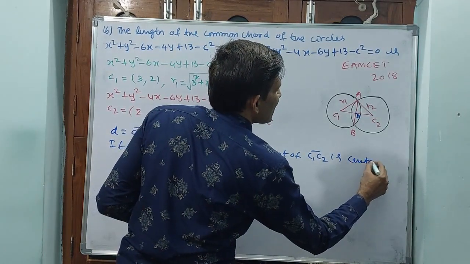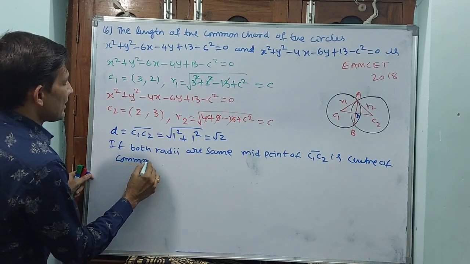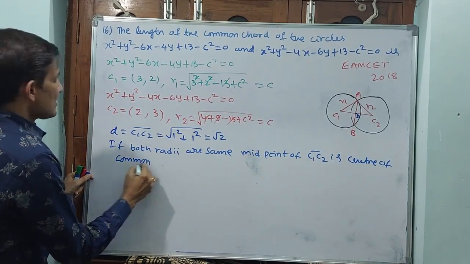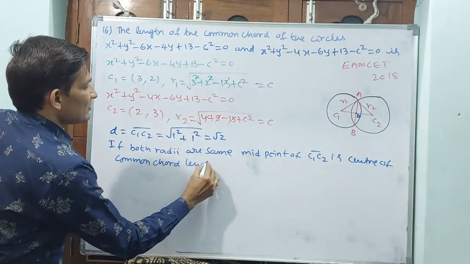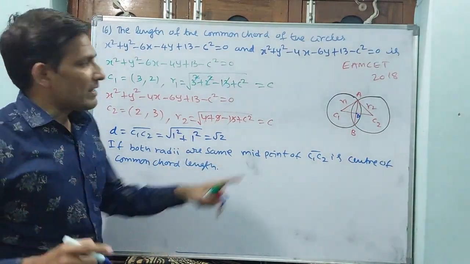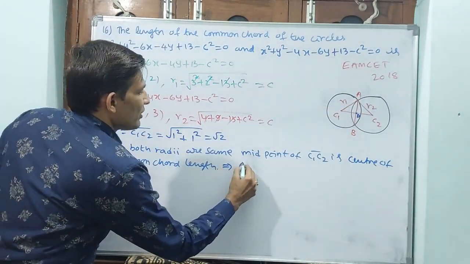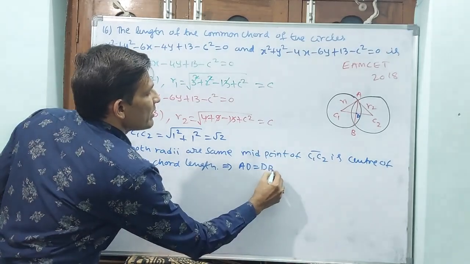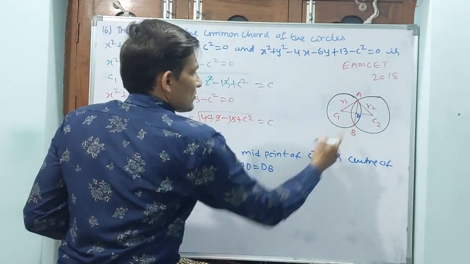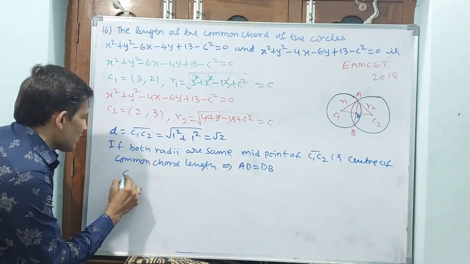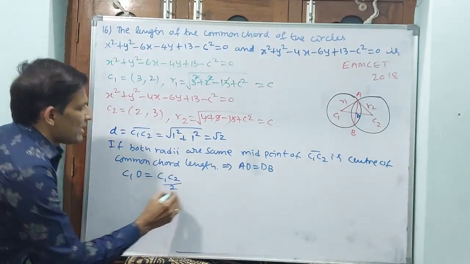Center of common chord, sorry, center of the length of the common chord. Common chord length. That means AD is equal to DB. I am writing this here. But C1D is equal to C1 C2 divided by 2.